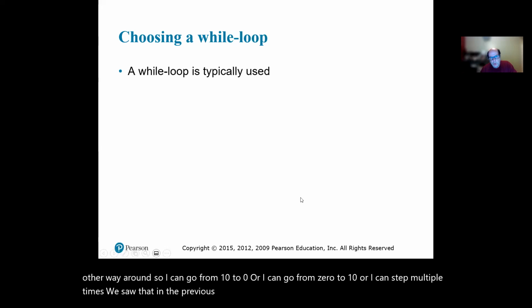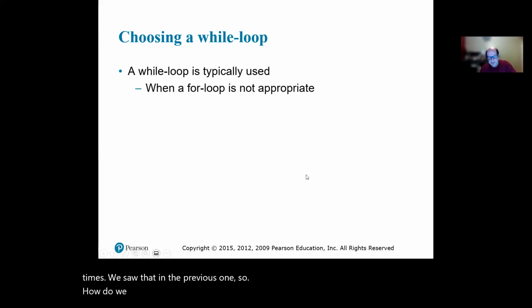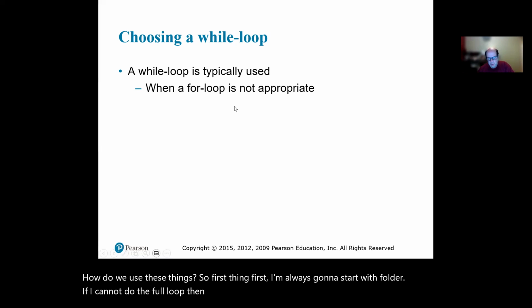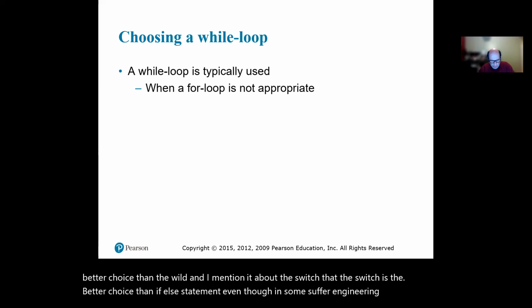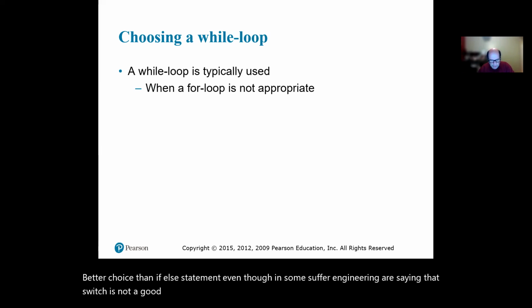So how do we use these things? First things first, I'm always going to start with the for loop. If I cannot do the for loop, then I'm going to look into the while. So the for loop is a much better choice than the while. And I mentioned the switch, that the switch is a better choice than the if else statement, even though some software engineers say that switch is not a good choice. That's what we're going to be doing in this class. We're going to use switch first, and if the switch doesn't work, then we go to the if else statement.